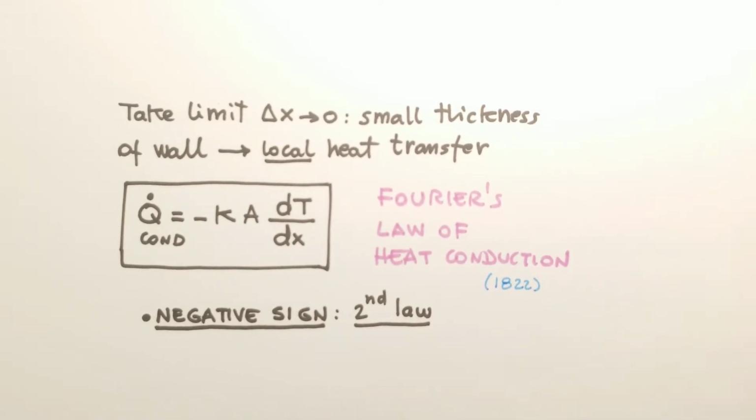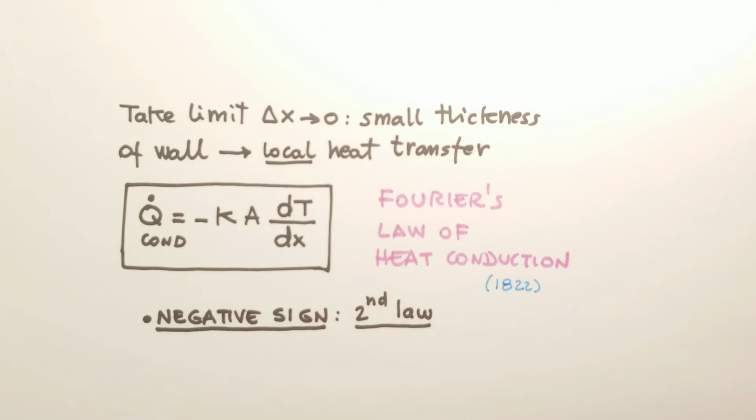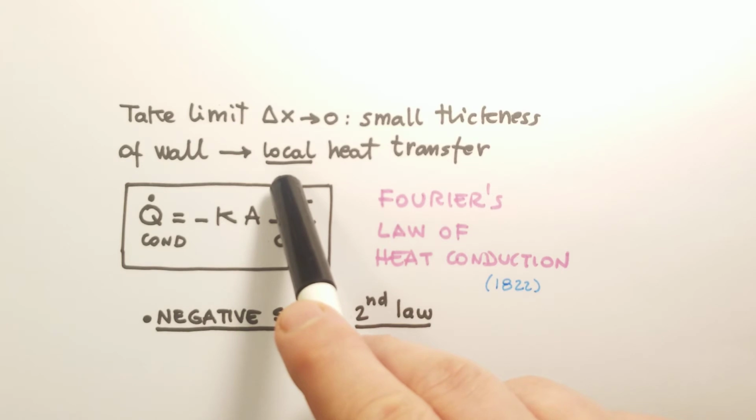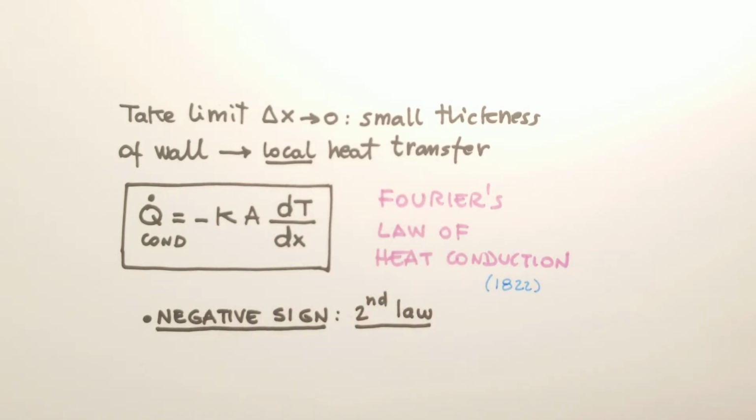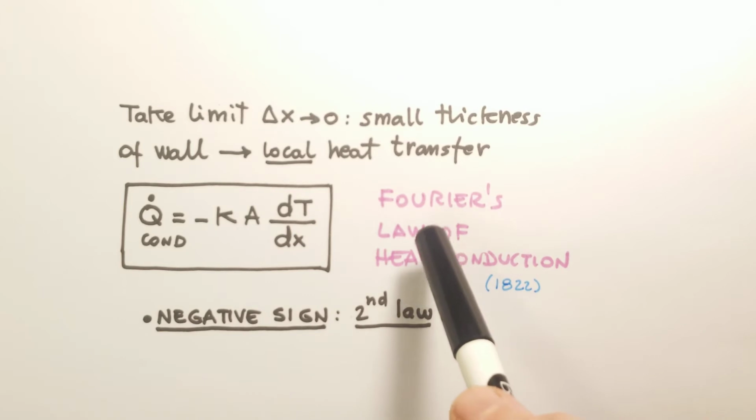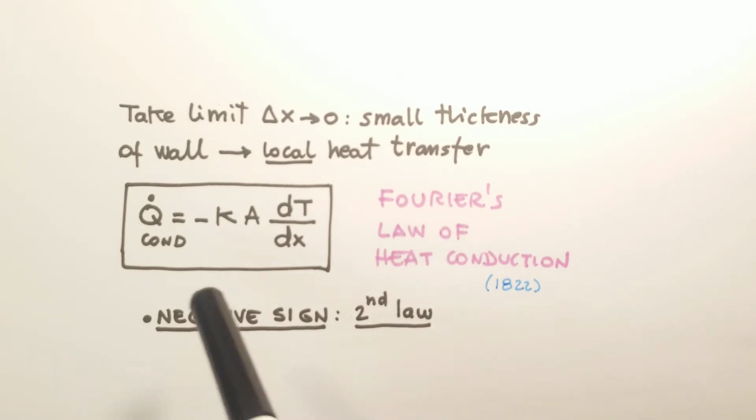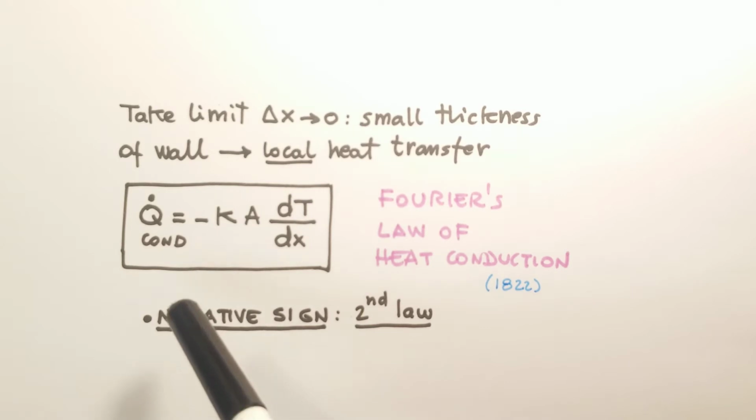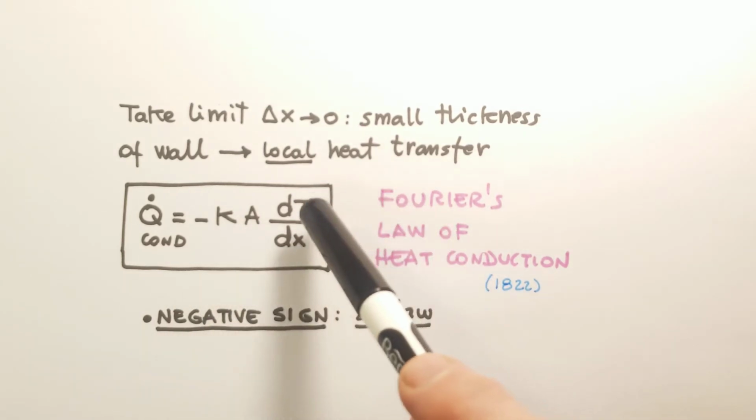If we now take the limit of delta x going to zero, we can imagine that the thickness of the wall is going to zero. So we have a very small thickness, and we can study a local heat transfer. And then delta T over delta x becomes the derivative of the temperature with respect to x. So we obtain what's called Fourier's law of heat conduction, where Q dot by conduction is equal to minus k A dT/dx.